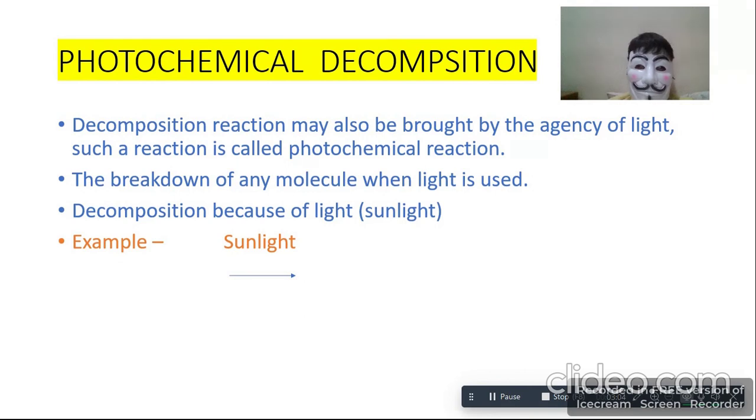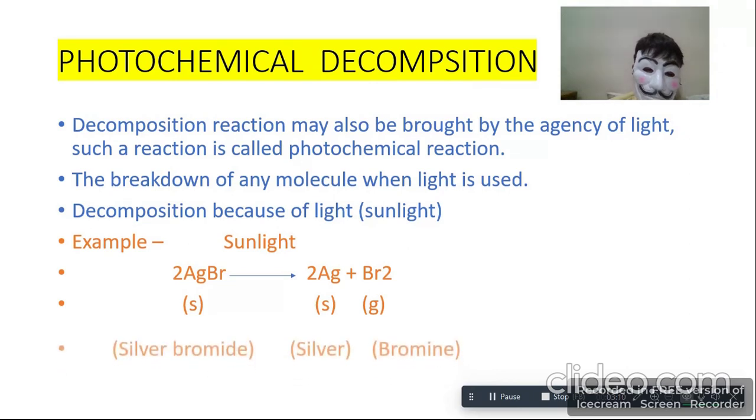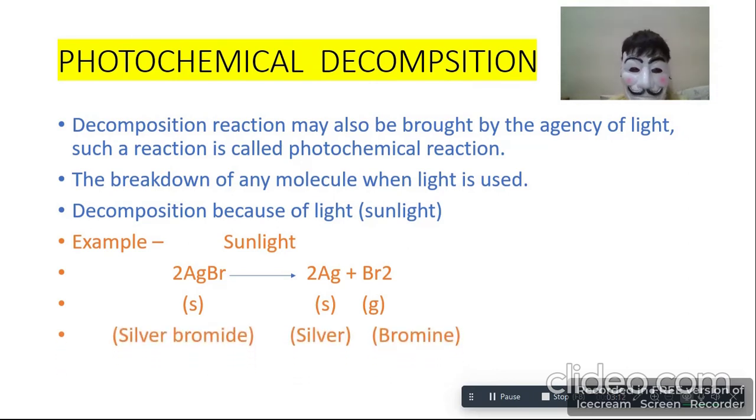The example is 2AgBr giving rise to 2Ag plus Br2. Here 2AgBr is silver bromide, and 2Ag is silver, which is solid, and Br2 is bromine, which is a gas, as we know.